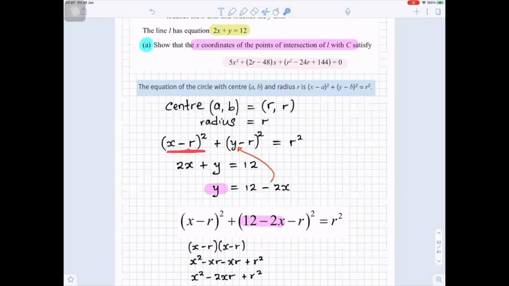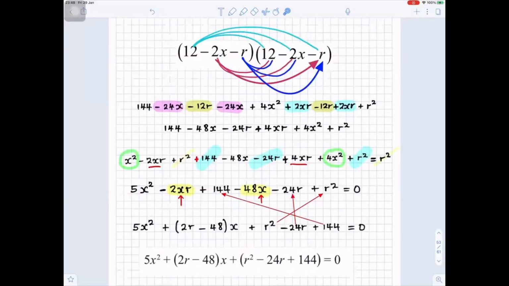So we'll have (x minus r) all squared. This one stays the same. Instead of y, we'll put 12 minus 2x. And the minus r stays the same. And then all squared equals r squared. When we expand (x minus r) all squared, we would get x squared minus 2xr plus r squared. And we want to expand (12 minus 2x minus r) times (12 minus 2x minus r).